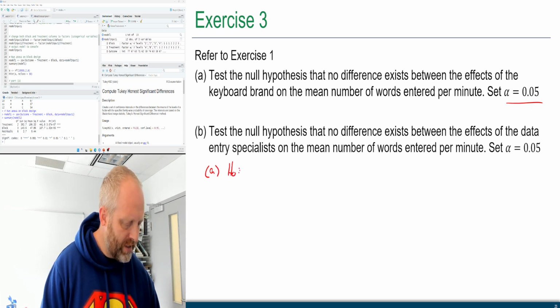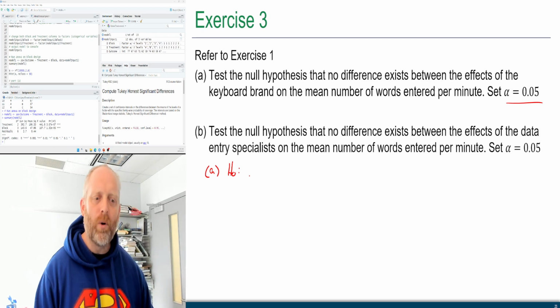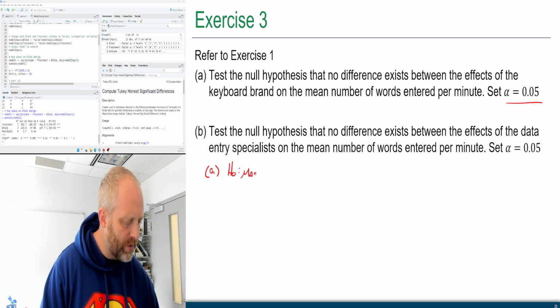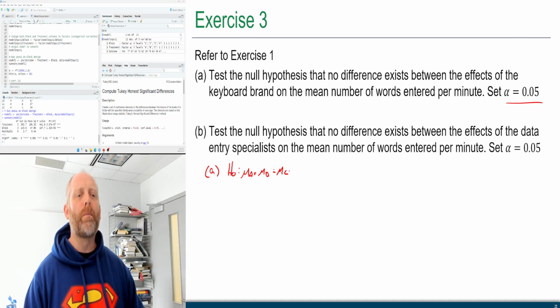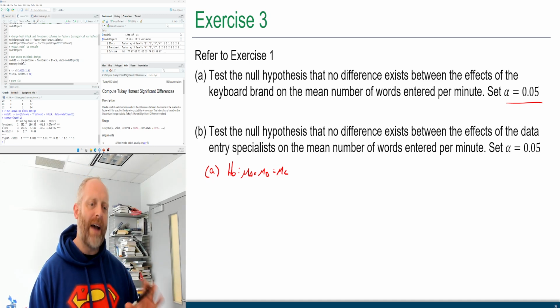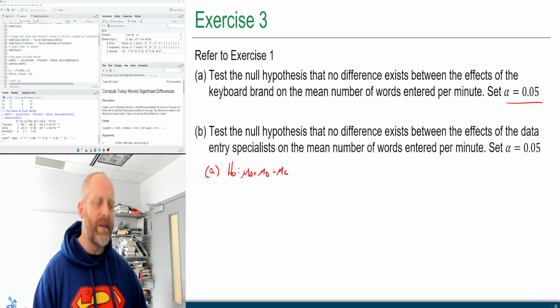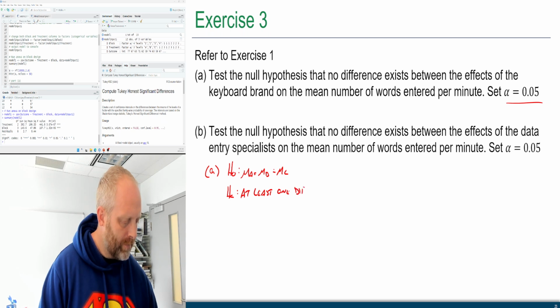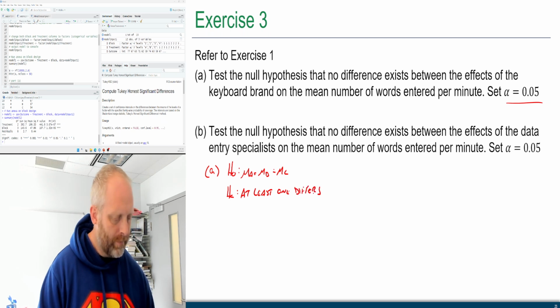Our null hypothesis is, this is for the keyboard, so there's 3 different brands of keyboards, A, B, and C. So we'll say mu sub A is equal to mu sub B is equal to mu sub C. So it doesn't matter what brand of keyboard, the average number of words per minute is going to be the same, versus the alternative, at least one differs. Our alpha, again, is 0.05.